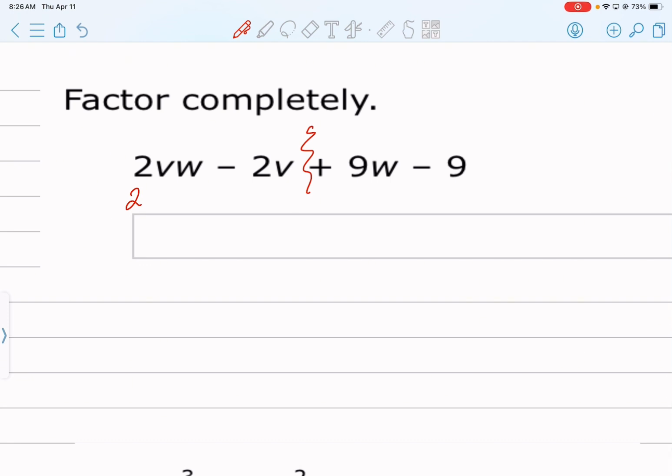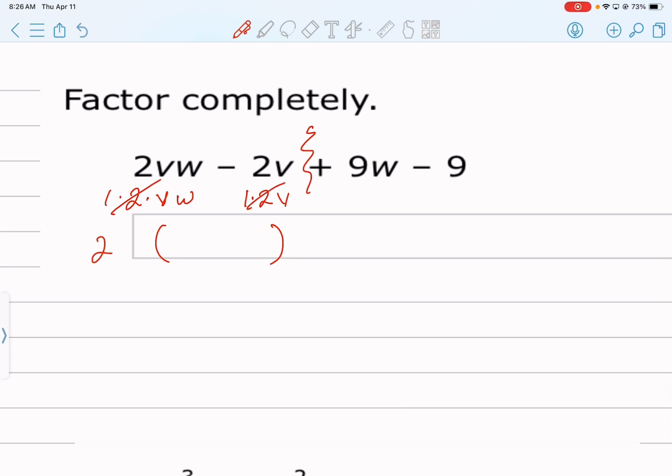2 times what? 2 times 1, right? Let's say 2 times 1. Okay, both. 2 times 1 V W, right? And this is also 2 times 1 V. That's it. So let's see the common factor. 2, right? Let's factor out 2 and cross it out.